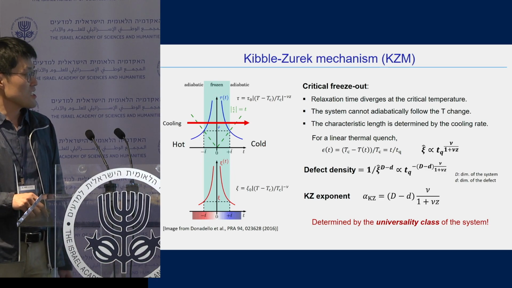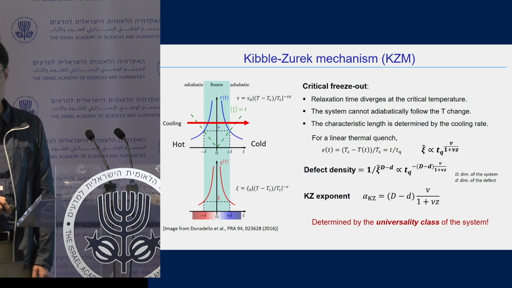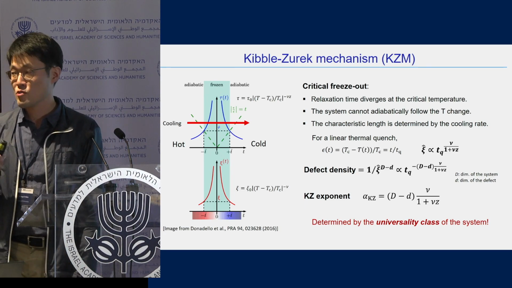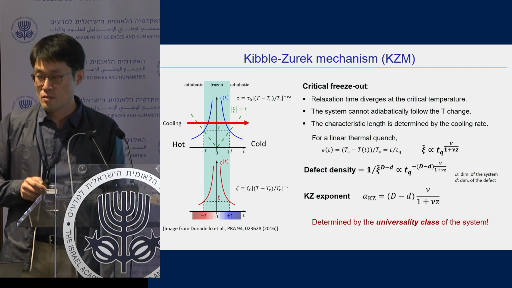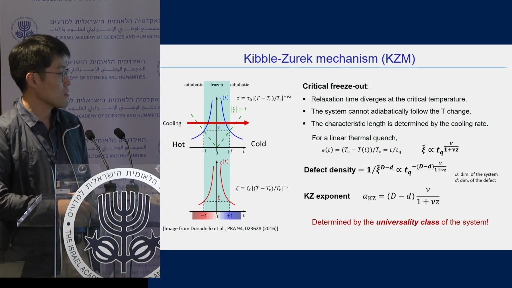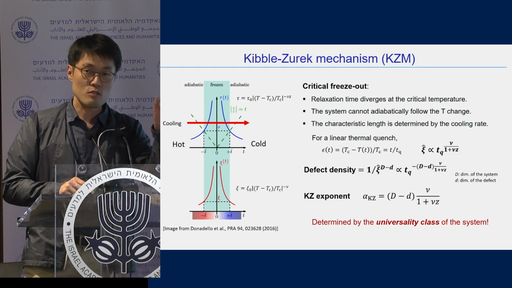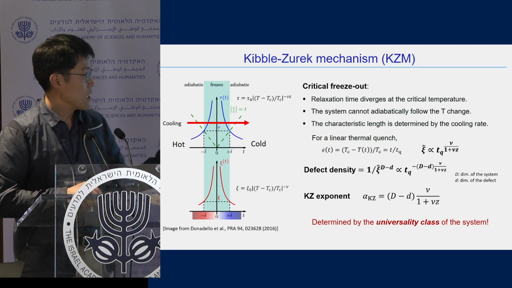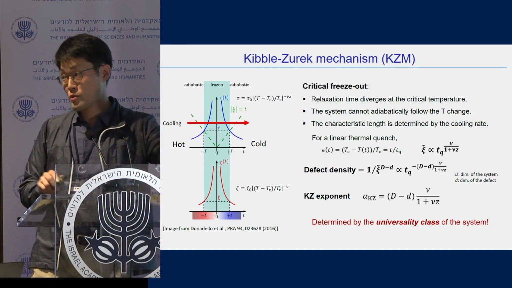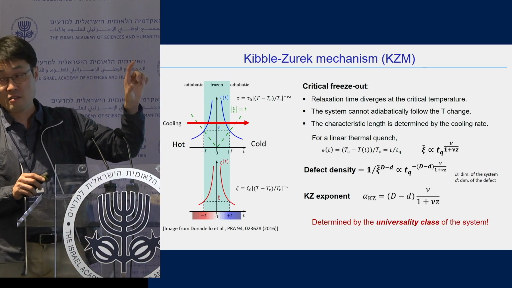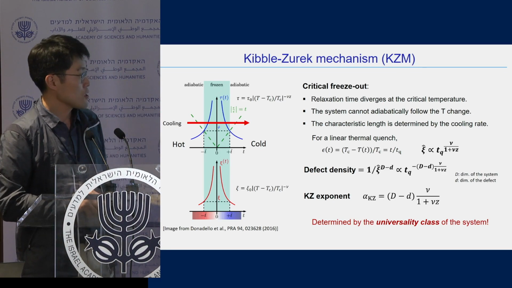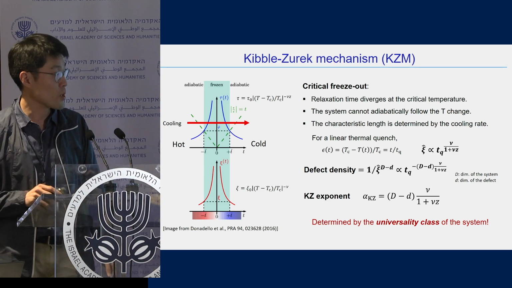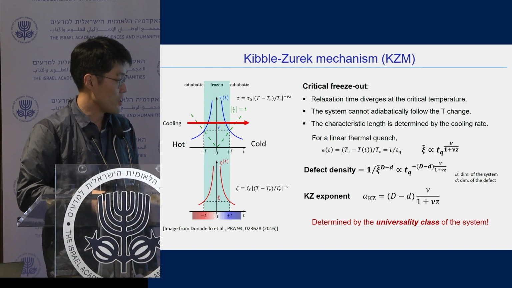The big D is the dimension of the system, and small d is the dimension of the defect of your interest. So basically, they talk about the scaling length you would have right after passing through the critical temperature. Then, depending on the dimension of your defect, the defect density can be estimated by using this characteristic length scale after passing through the critical point. So this is what they have there.